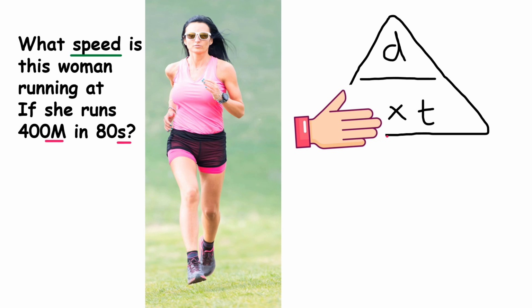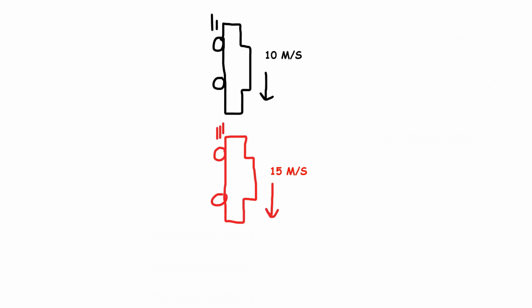And that leaves us with distance in meters with the line underneath, which means divide, divided by the time in seconds. So we take the 400 meters and we divide it by 80 seconds. And we get 5 meters per second. Notice the units for speed, meters per second, actually tell you what you've done.